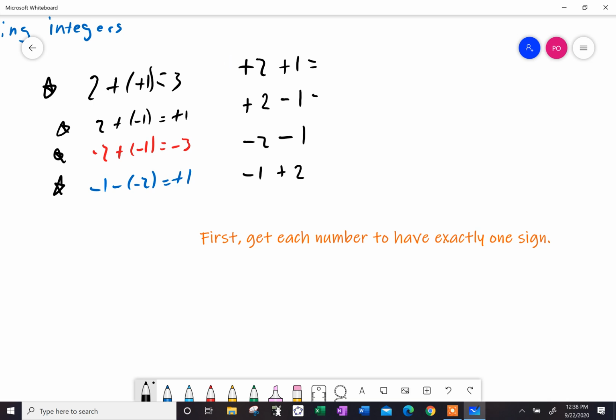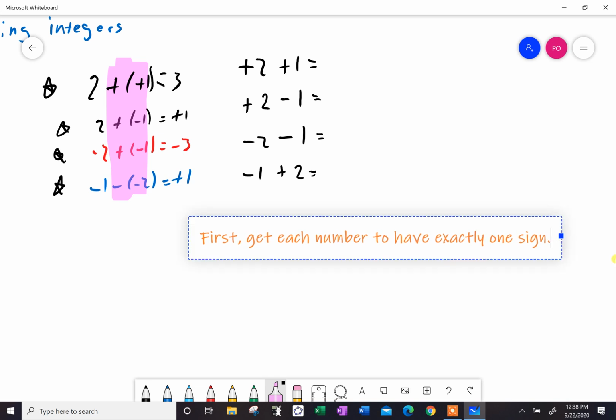So what I'm hoping you'll notice is, if the 2 signs are next to each other, a positive and a positive becomes positive, a negative and a negative becomes positive. But if they are opposites, negative and positive, they become negative. So that's the very first thing we're going to do.